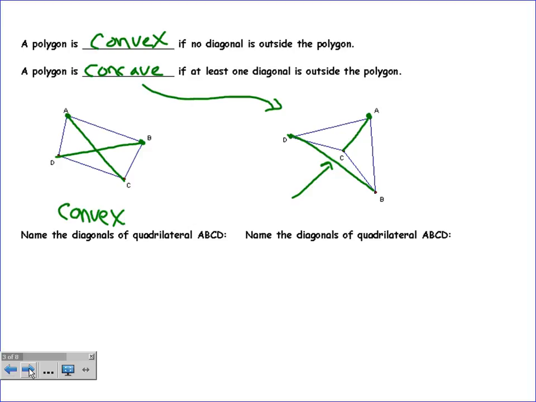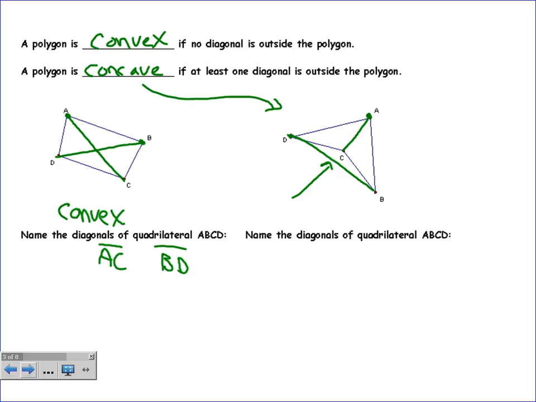So when we name them, we name this AC. Do we have to put any notation with it? Yeah, it's a line segment, so we got to put that over there. And this one would be BD. We're going to put that guy over there. Just a straight line over it. No arrows on it because it stops at those specific spots.